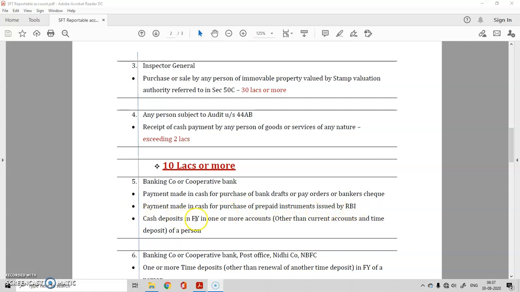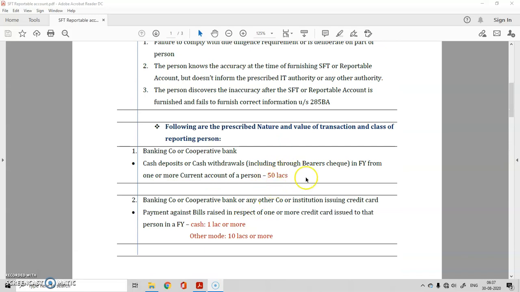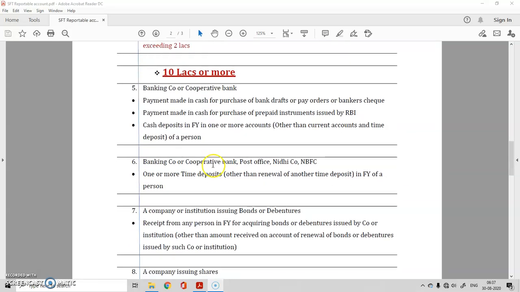Cash deposits in a financial year in one or more accounts other than current account and time deposit of a person. Because in case of a cash deposit in a financial year in one or more current accounts, the value should be more than 50 lakhs for the banking and cooperative bank to file the SFT or reportable transaction.